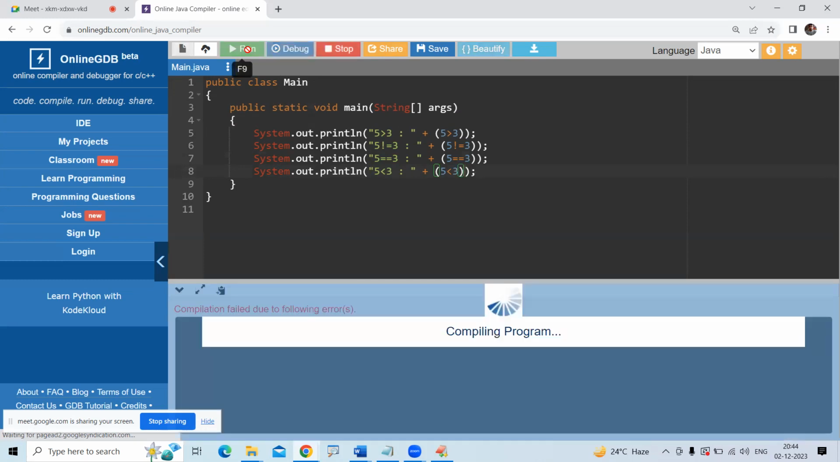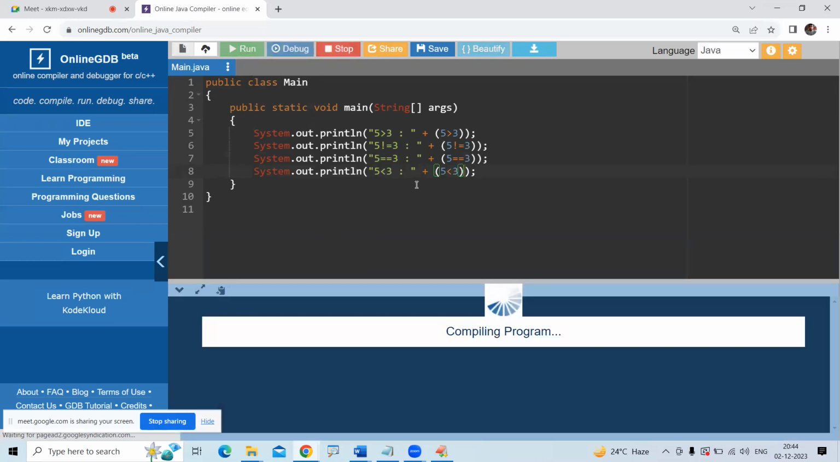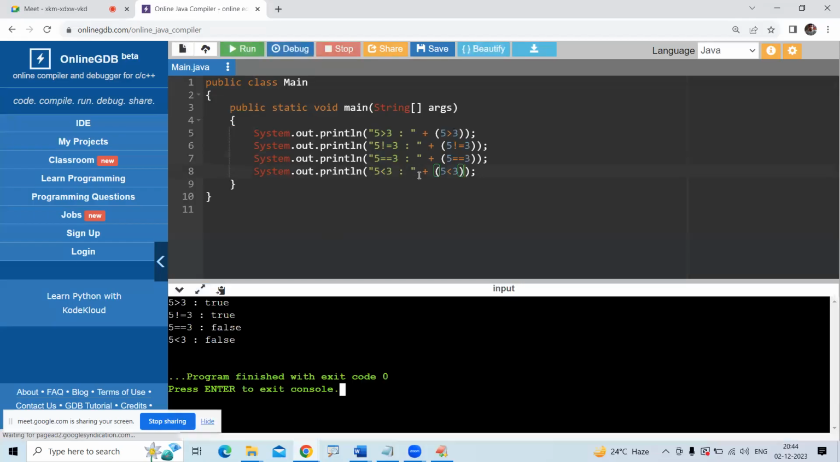When you run the code, now we are getting the values. 5 is greater than 3, it's true. 5 not equals to 3, yes, it's true. 5 equals to 3, it's false. 5 is less than 3, it's false. This is the code. Please check the output, everybody.